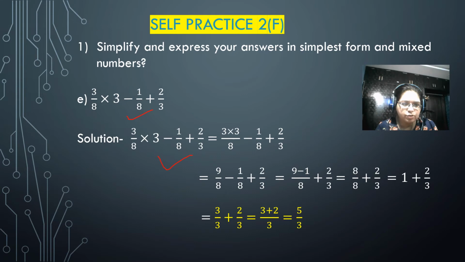First we multiply this fraction. Multiplying fractions equals product of numerators divided by product of denominators. Here 3 multiplied with 3, product of numerators, is 9, divided by 8. So 9/8 − 1/8 + 2/3. Now subtract this fraction. 9/8 minus 1/8 is (9 − 1)/8, which is 8/8, plus 2/3.